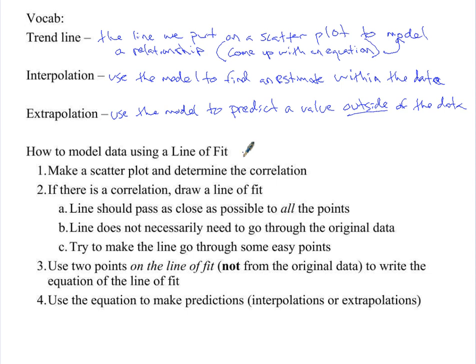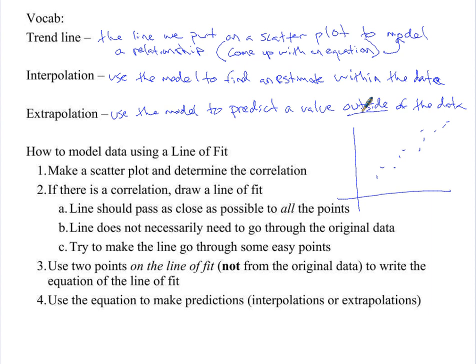Okay, so how to model data using a line of fit. We've already done it on that project, so hopefully all of this makes sense. First, make a scatter plot and determine the correlation. So let's say I've made this scatter plot and I have some data that looks like this. What's the correlation here? Positive correlation. As the x variable increases, the y variable increases. Okay, so that's the correlation.